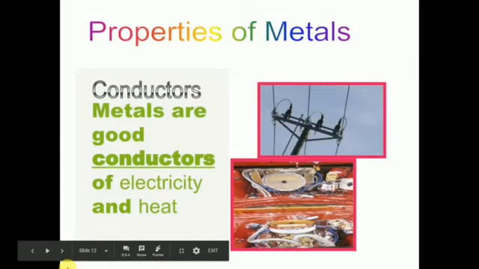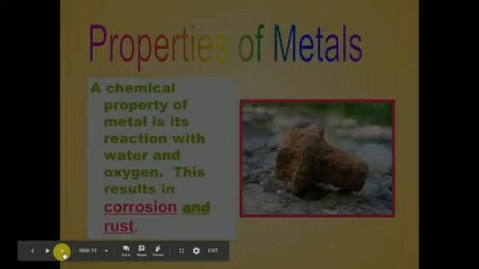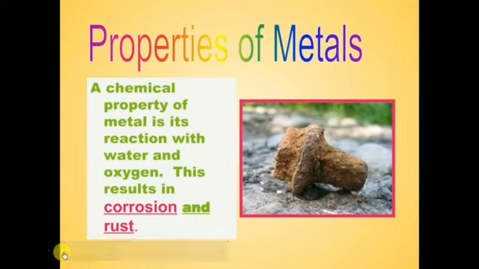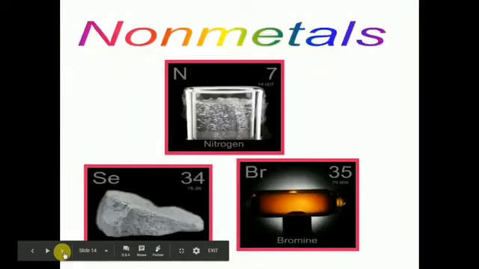Metals have a high melting point, and metals are good conductors of heat and electricity too. That's why they are used for transmission of electricity via wires like copper wires, aluminum wires. You must have seen such wires at your place. A chemical property of metal is its reaction with water and oxygen, and it results in corrosion and rust. We discussed corrosion in detail yesterday.